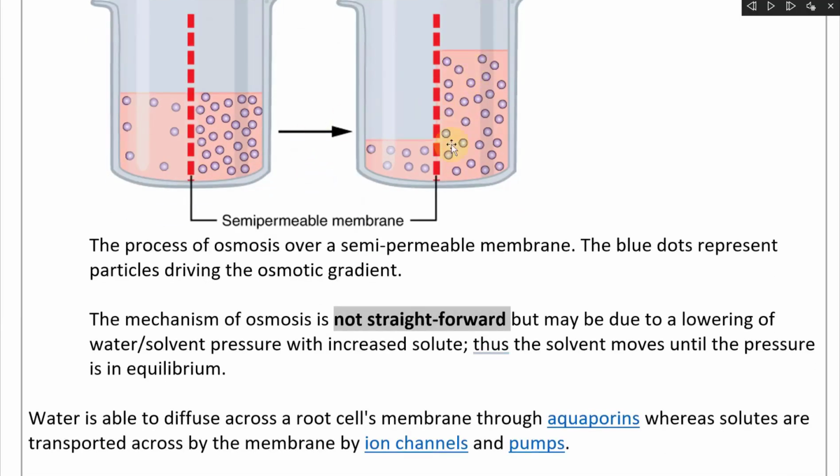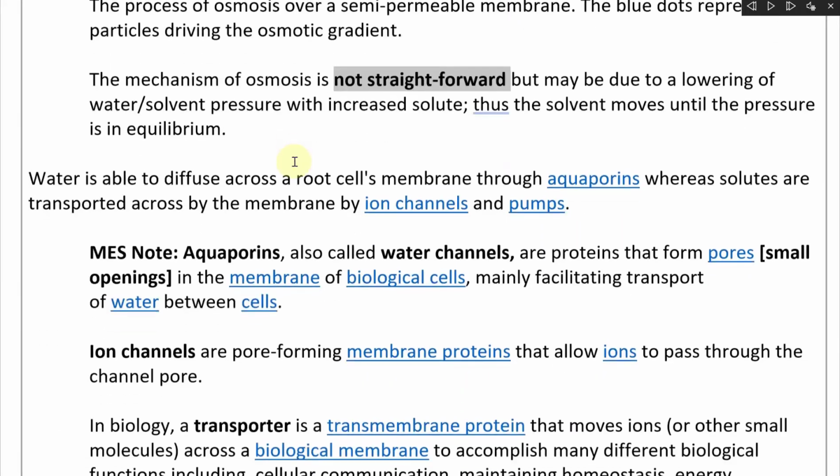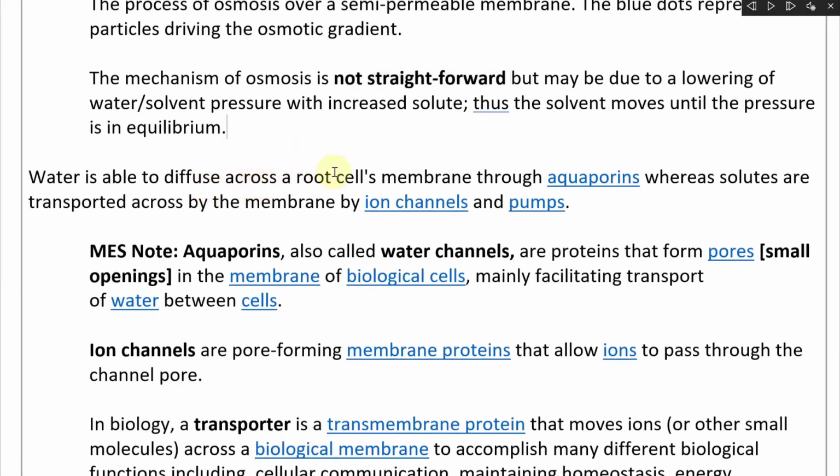It can be viewed as the high concentration of solutes wanting to suck in the solvent until it's equalized. Very interesting. All right, so water is able to diffuse across a root cell's membrane through aquaporins, whereas solutes are transported across the membrane by ion channels and pumps. So water goes through the aquaporins, and solutes go through the ion channels and pumps.